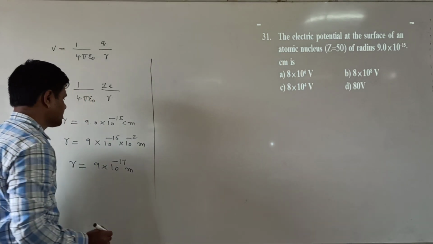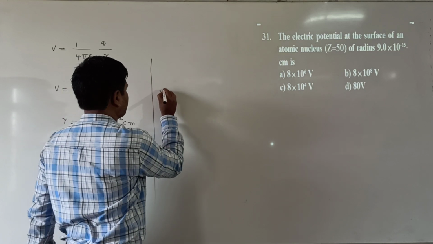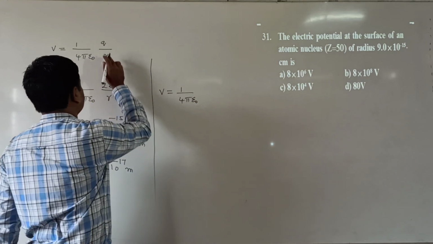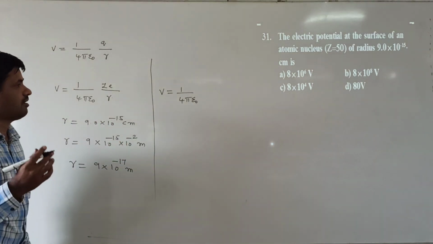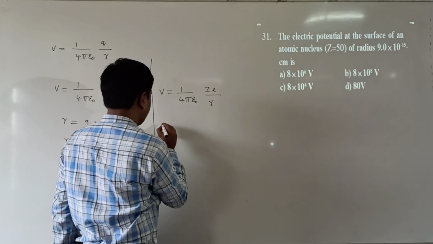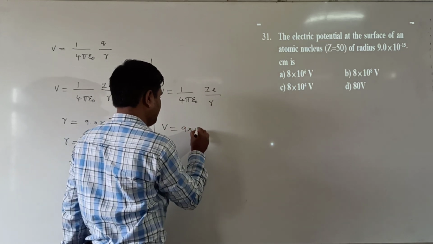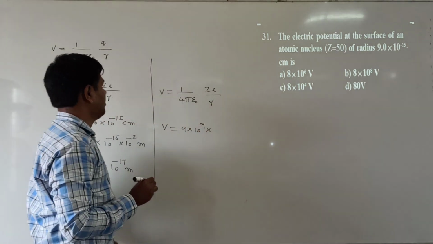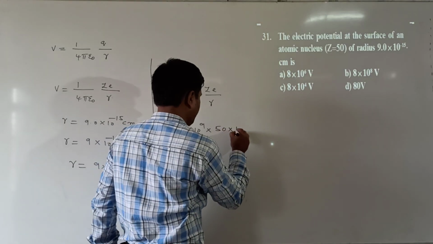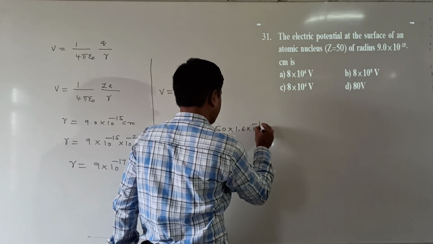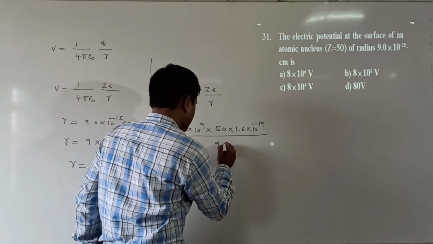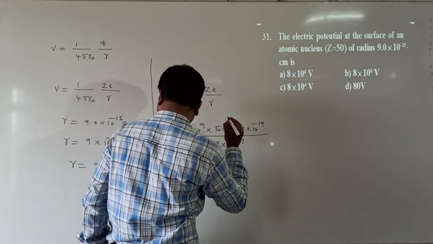Now the potential is being asked. The potential V is equal to the formula 1 by 4 pi epsilon naught. In place of Q I am writing ZE, since Z, the atomic number, is given. So ZE by R. Now V is equal to 9 into 10 power of 9, times Z value 50 into 1.6 into 10 to the power of minus 19, by 9 into 10 power of minus 17.